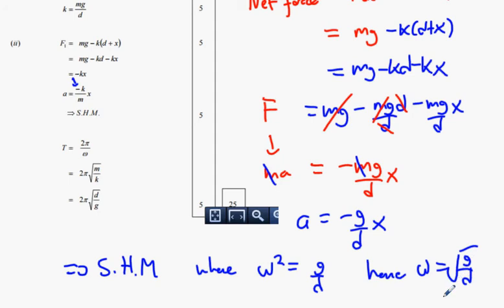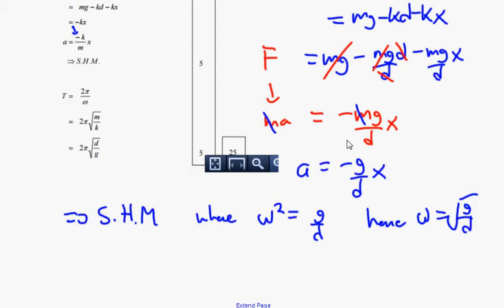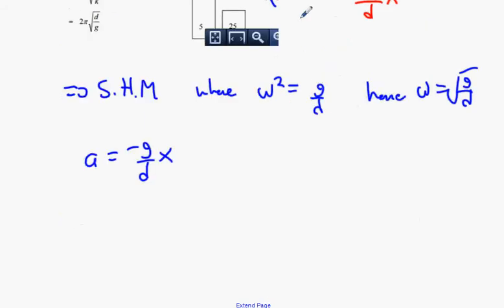Everybody understand where I got that from? Remember, acceleration equals minus omega squared x. So if this is our acceleration, therefore this part here has to be omega squared, because it's the same formula as omega squared x. So omega equals root g over d, so hence root g over 2.